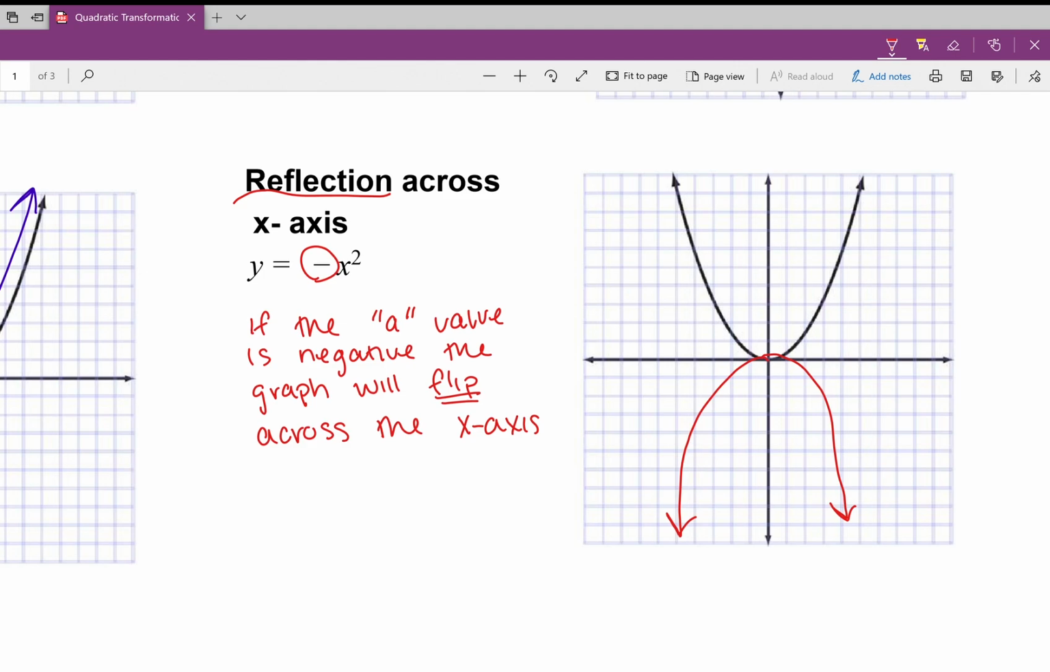Okay, so on your guys' assignment today, we're going to use all these vocabulary words, and you're going to be telling me if a specific problem has a reflection, if it has a horizontal stretch, vertical stretch, shifts, anything along those lines. If you have any questions, please feel free to ask me.